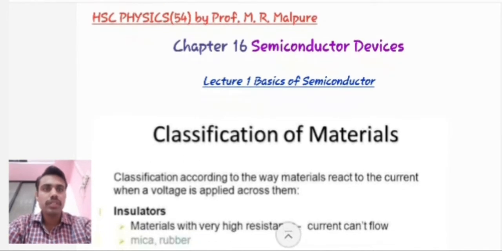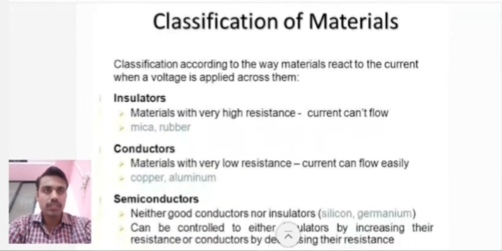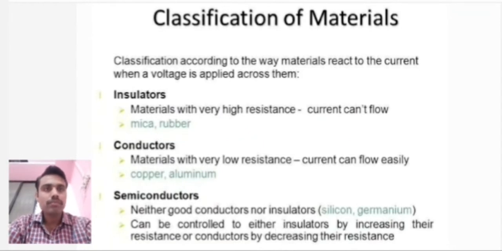Okay, we'll start with classification of solid materials. So as we see, materials are actually classified in three states of matter: solid, liquid, and gas. If we consider solids only, then they are further classified in three subgroups. These three subgroups are insulators, conductors, and semiconductors. That third part, semiconductors, we are going to study in our syllabus.